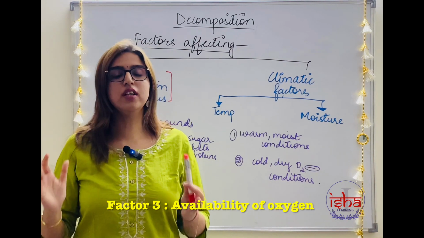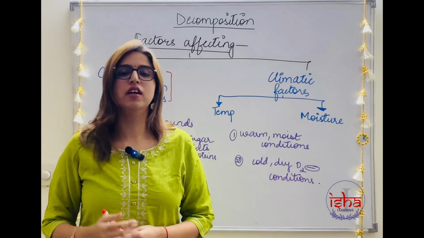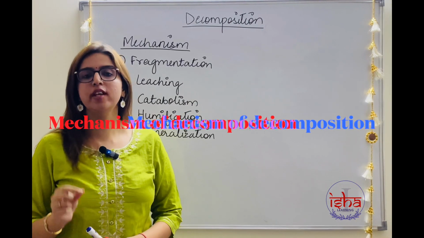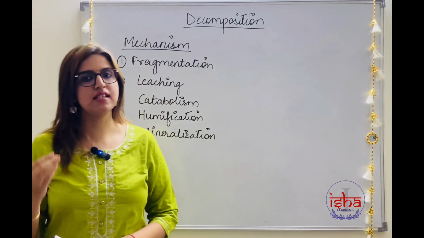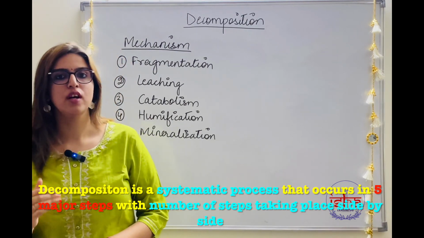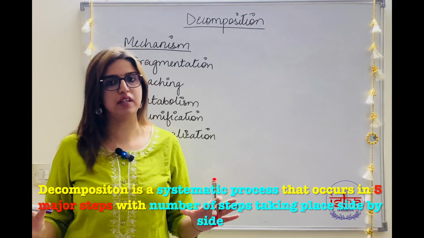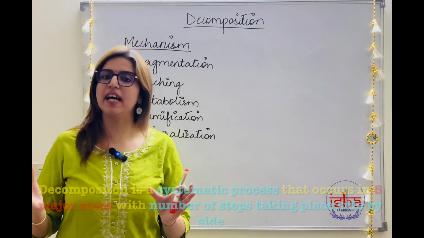In oxygen rich environments, decomposition is much faster vis-a-vis in oxygen depleted environments. Let's talk about the mechanism of decomposition now. Decomposition is a systematic process. It occurs in 5 main steps. But do not think that these 5 steps operate separately. It's a continuous process. All these steps happen side by side.